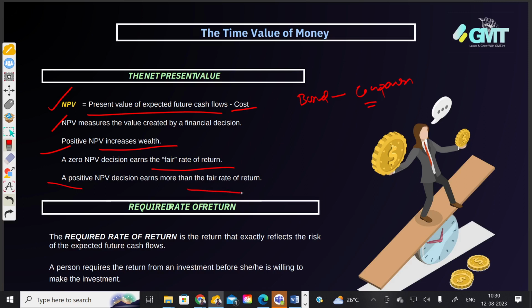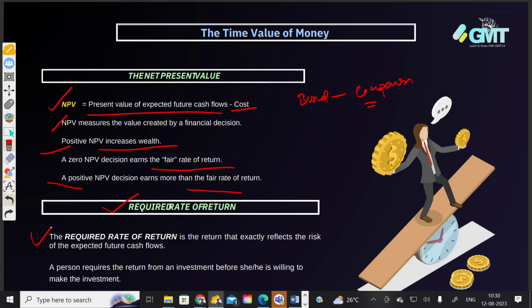Then what about required rate of return? Required rate of return means the return that exactly reflects the risk of the expected future cash flow. A person requires the return from an investment before he or she is willing to make the investment decision.